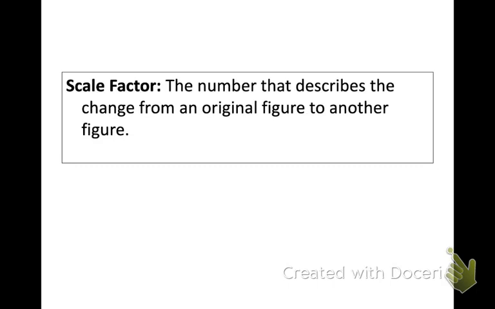Scale factor is the number that describes the change from an original figure to another figure. So if our original figure is getting larger, then the scale factor should probably be a number larger than 1, right? If I was doubling something in size, then my scale factor would be 2. If my scale factor was getting smaller, then it should be some number between 0 and 1. So if I was making it smaller by a half, then my scale factor would be a half.